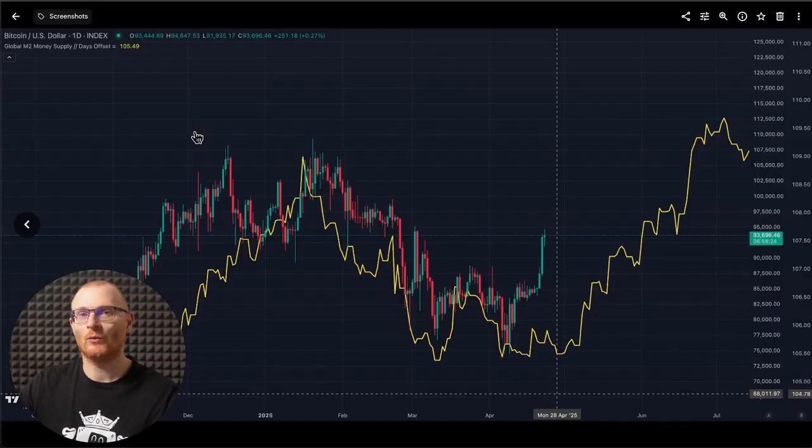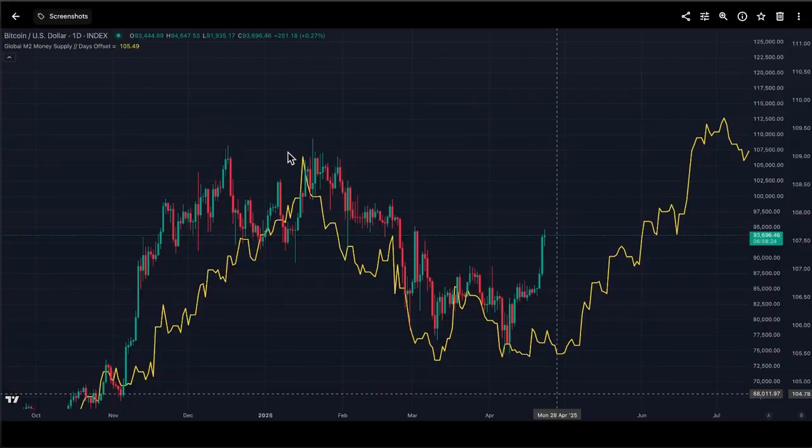But how does this work with M2 money supply? Because that's very important. So this is an overlay. What we can see here is Bitcoin essentially tracks the M2 money supply exceptionally well. And there is a lead amount of information on this. We've got more data here. And it's not perfect, but you can see just how well it works.